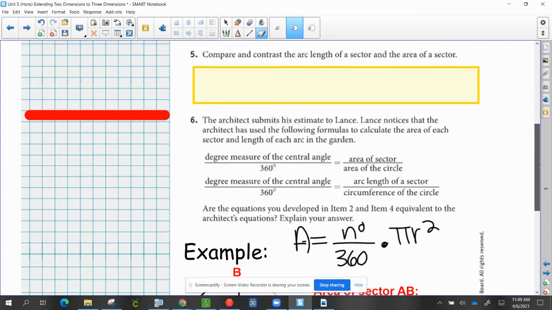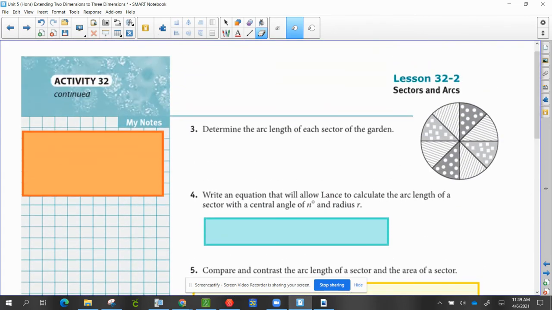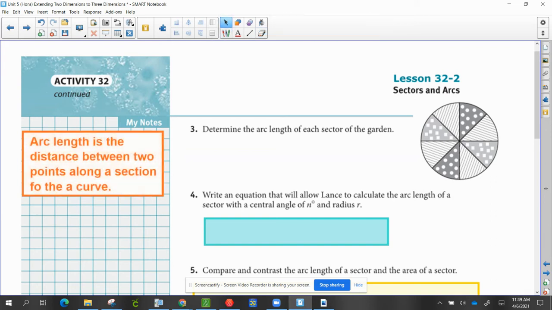The last thing we have to talk about today then is arc length. So here's your circle of our garden here, our pattern. I just copied it over. But it says determine the arc length of each sector of the garden. Now, arc length is the distance between 2 points along a section of the curve. A little typo there. So what they're talking about with arc length is if I pick 2 points on this circle here, arc length is talking about what's the distance between those 2 points.